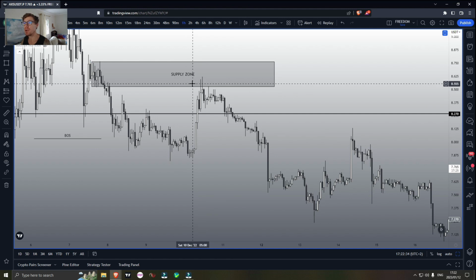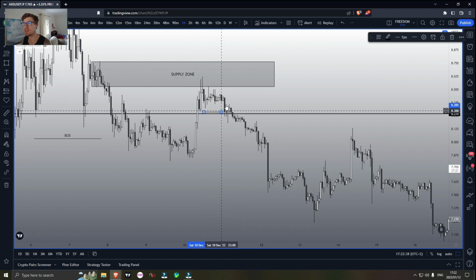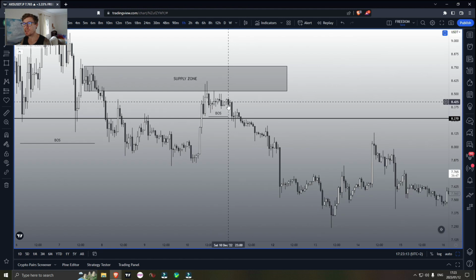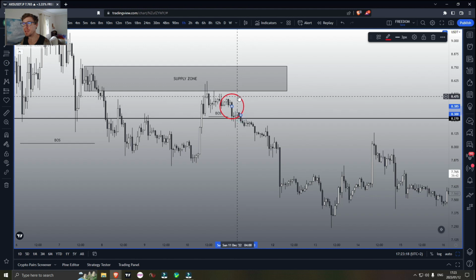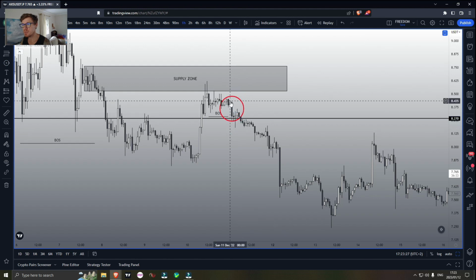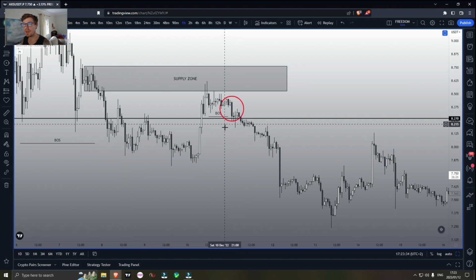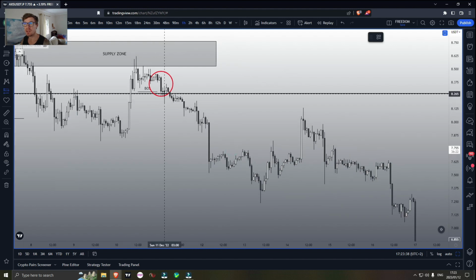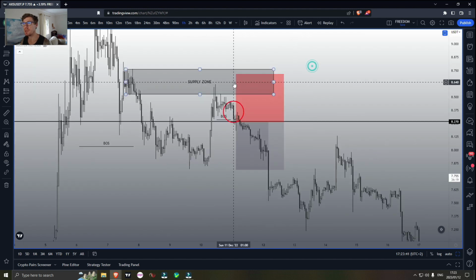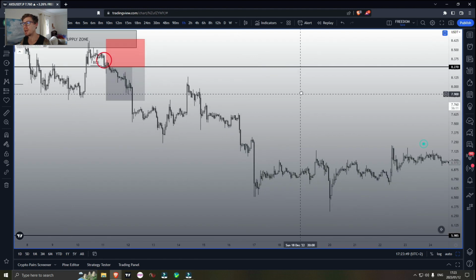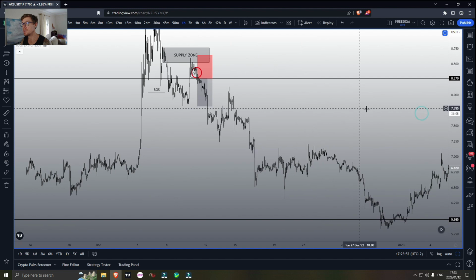Then I waited for another break in structure for the confirmation. As price broke the structure over here, I noticed this momentum candle, this big momentum candle over here. This momentum candle hits, and that is my confirmation to enter this trade because I see volume entering the market over here. So I enter right over here, place stop loss above this wick over here, and I hung on to this trade for a long time.